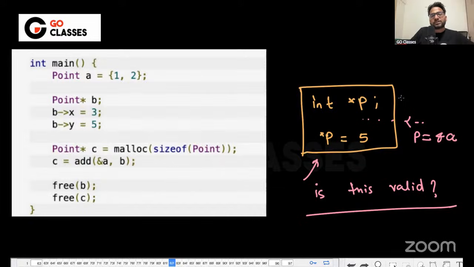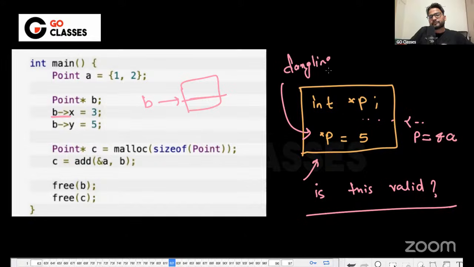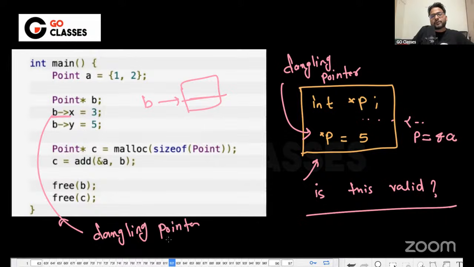Similarly, the same thing is happening here: just because you are declaring a pointer b, you cannot ask for b of x. B is not pointing to any valid struct, right? So you cannot talk about x and y here. This is called the dangling pointer issue. This pointer is called a dangling pointer. Similarly, this pointer is also a dangling pointer.